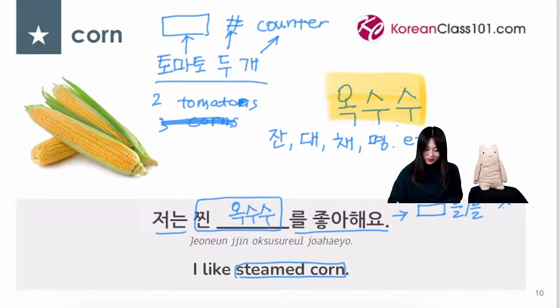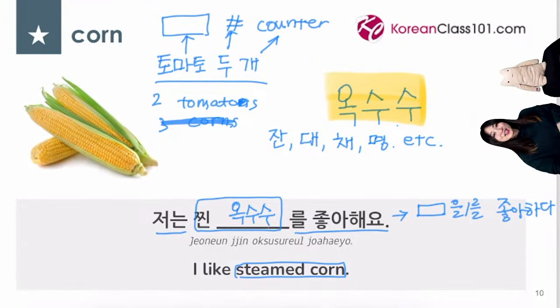I'm writing too fast. 좋아하다 is the dictionary form, and 좋아해요 is the spoken form. So 좋아하다 and 좋아해요. 을 좋아하다. But if you use the other word, which is 좋다, as in 옥수수가 좋아요, then you need to use the particle 이 or 가. 을 좋아하다 and 이 or 가 좋다.